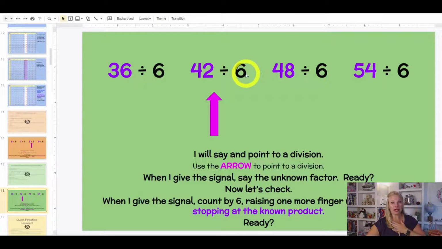I'd probably even add here, now, say it as a turnaround fact. 42 divided by 6 equals 7 because 7 times 6 equals 42. You could always add that piece of let's rehearse the entire expression now with the answer, and then say it again with the inverse operation.